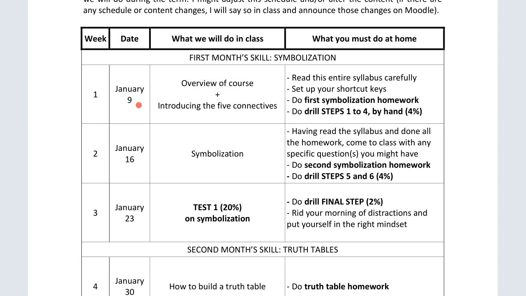So today, here we are, January 16th. We're working on symbolization. And what you got to do this week is the more drills, right? Steps 5 and 6. And then step 7 we'll do next week. I kind of spread them out, and we keep practicing them throughout the term. And you'll notice next week we will have the test. The final step, by the way, you can do whenever. It doesn't necessarily have to be the morning of. So if you don't want to burn yourself out before the test, you don't need to do it before, but you need to do it.